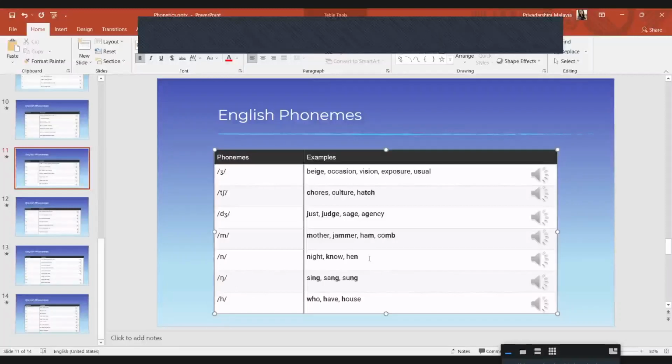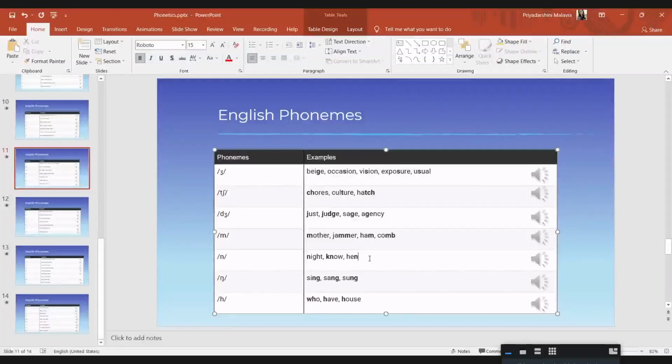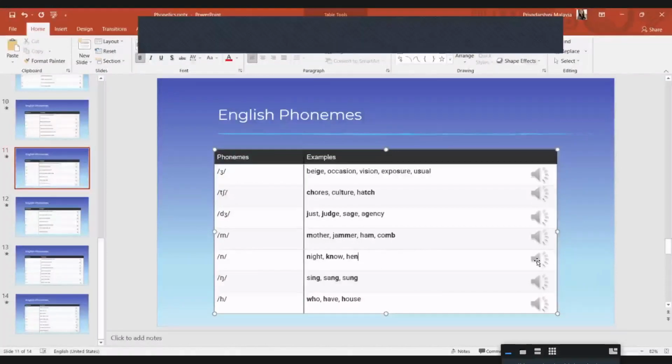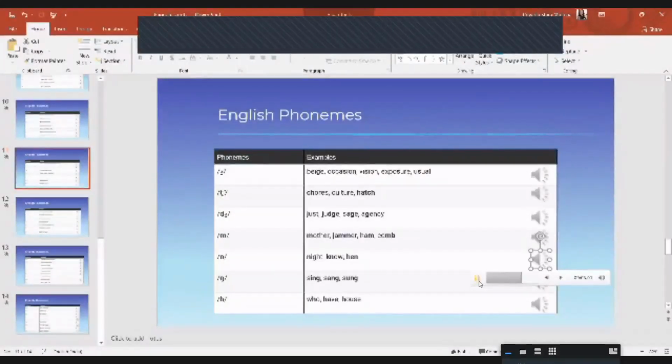N for night, n for no, and n for hen. These are all words that have n sounds. Again, if you notice, knight has a K, but because you pronounce it with an n sound, they have put it under n. Night, no, hen. If anyone has any queries with the pronunciations, please let me know.